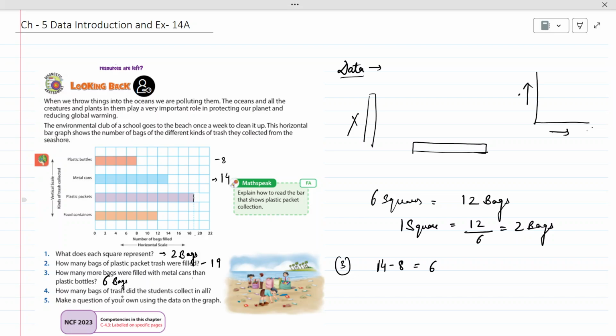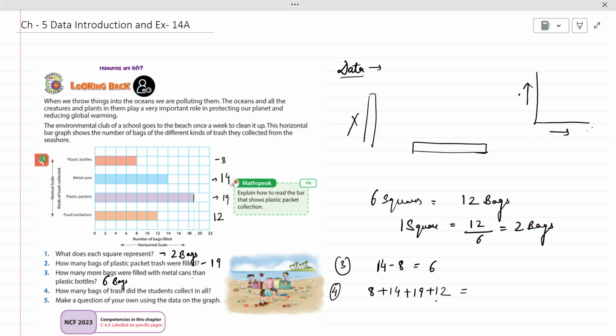How many bags of trash did the students collect in all? So if we want to see in all, we have to add all the data from this graph. So let's see. From food containers, we have 12 bags. From plastic packets, we have 19. From metal cans, 14. And from plastic bottles, this is 8. So in order to find the total, we have to add 8 plus 14 plus 19 plus 12.